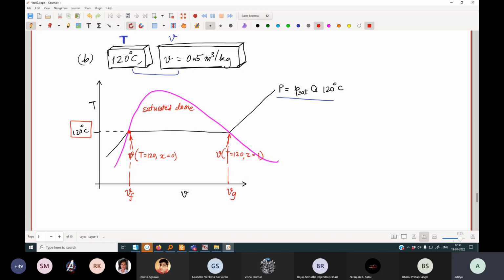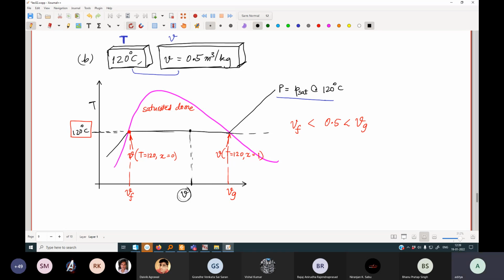If I see that Vf is less than 0.5, and 0.5 is less than Vg, I can conclude that at 120 degrees Celsius, which is going to be this horizontal line, the volume point is somewhere in between, and so it will lie somewhere in the saturation dome.